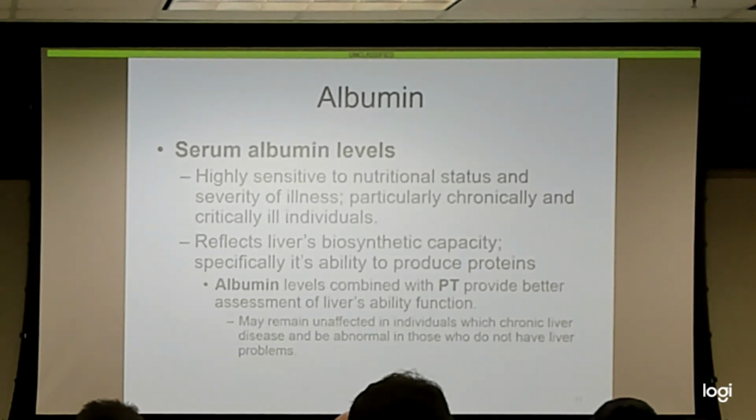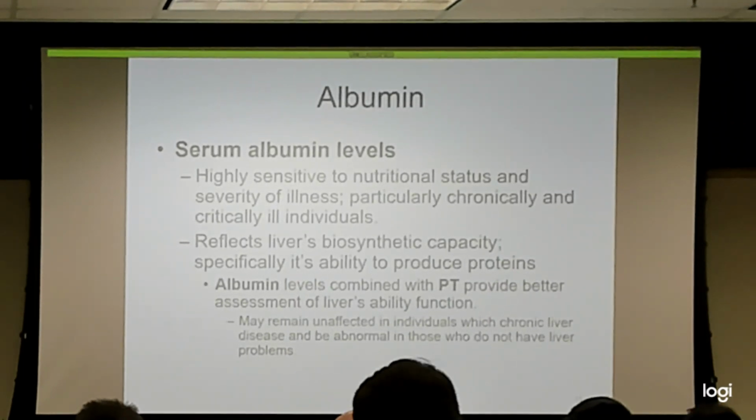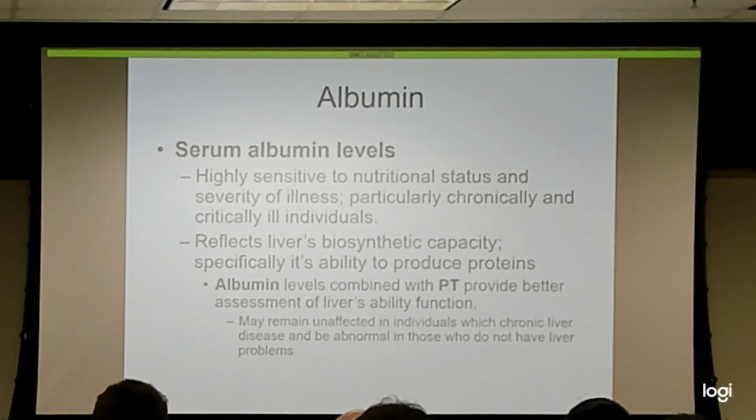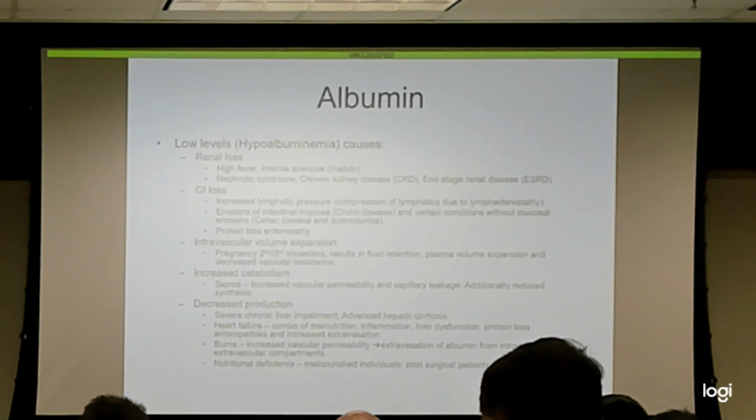And it's actually a better indicator of liver function than your liver enzymes, and we'll talk about that a little bit. The albumin level combined with the physical exam provides a better assessment of the liver's function and ability. That's supposed to be PE, not PT. Liver enzymes may remain unaffected in individuals with chronic liver disease and be abnormal in those who don't have liver problems. So it's not specific, okay?